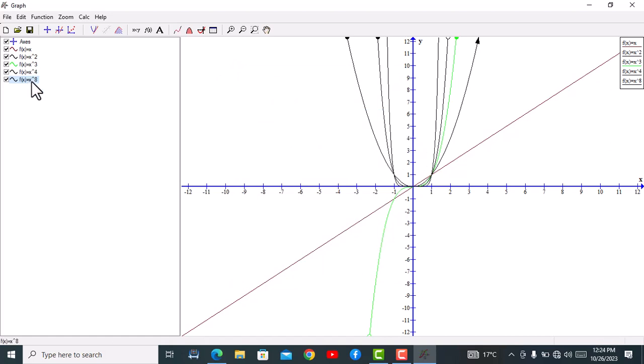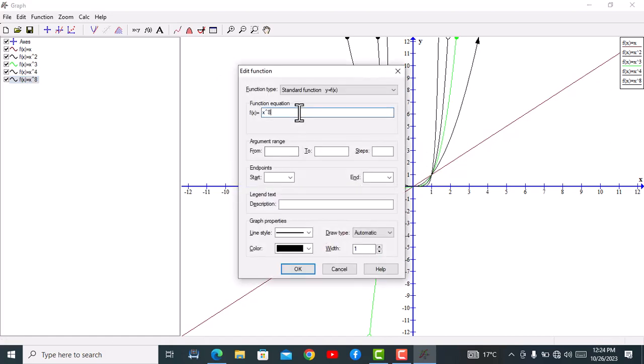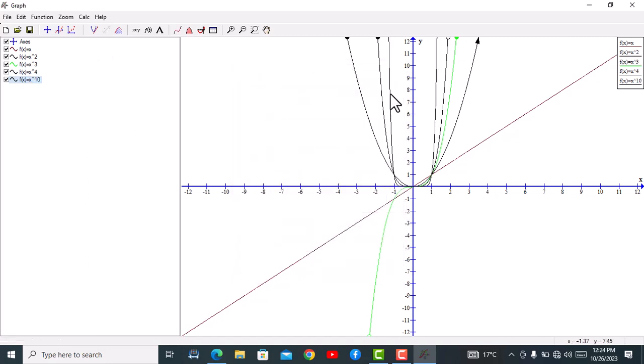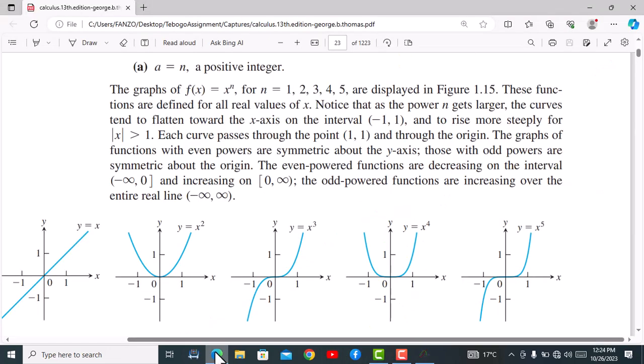Always and always. So I can come here and make this a value of 10, and it will always flatten around the interval -1:1. This is just something worthy of noting, because it justifies this: tends to flatten towards the x-axis on the interval -1:1, and to rise more steeply for the modulus of x which is bigger than 1.